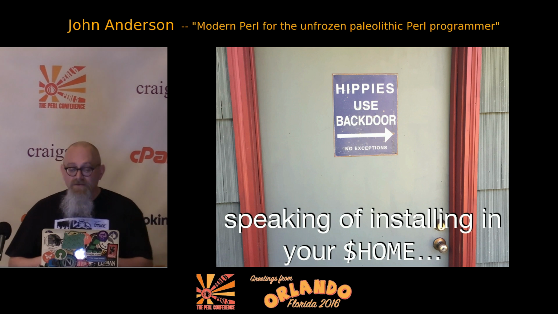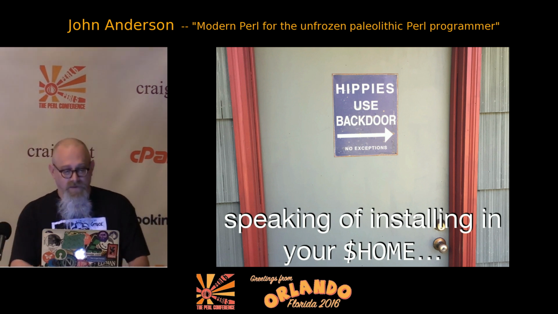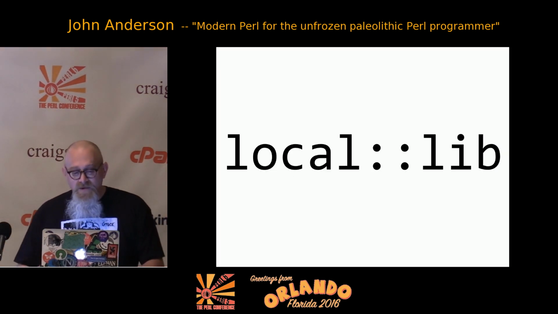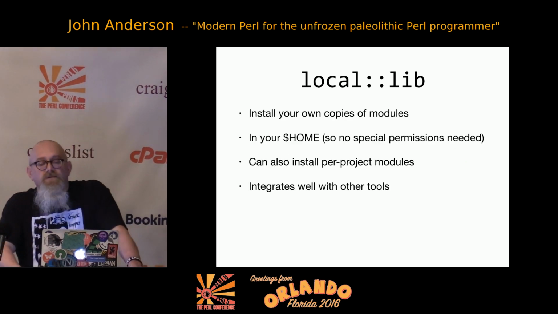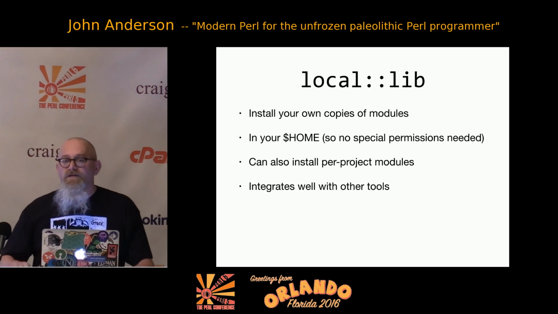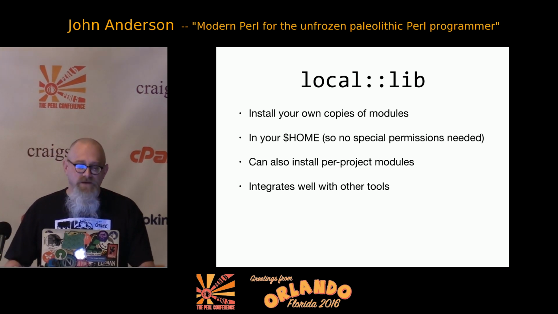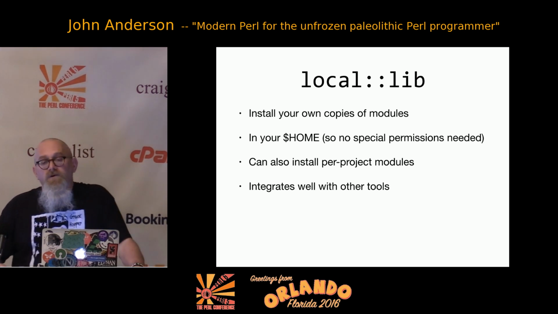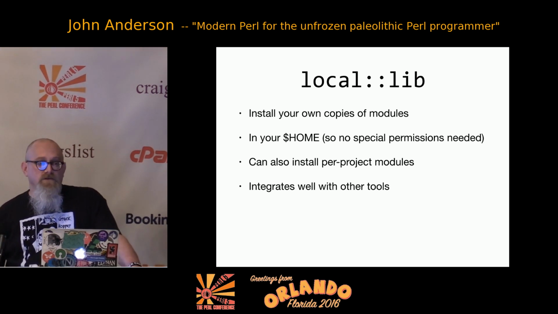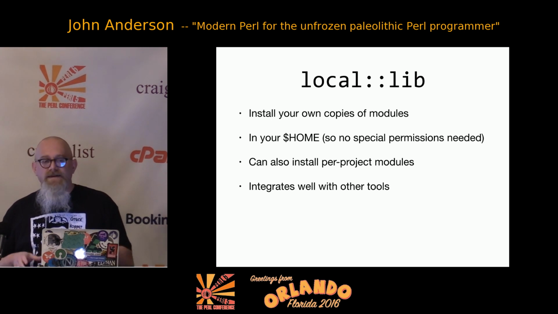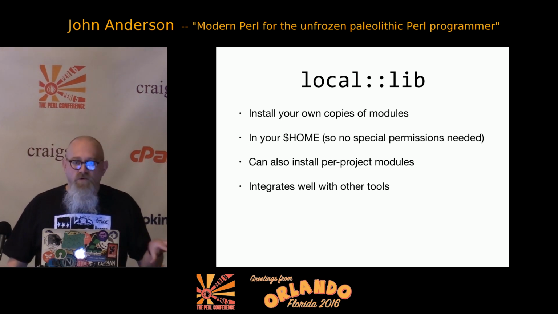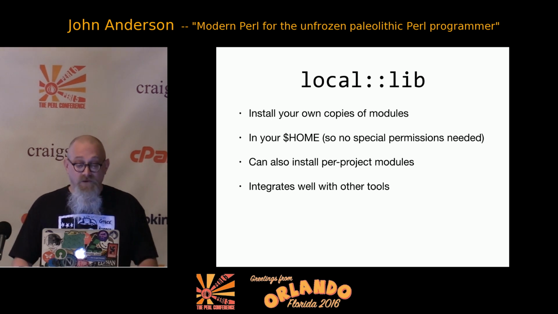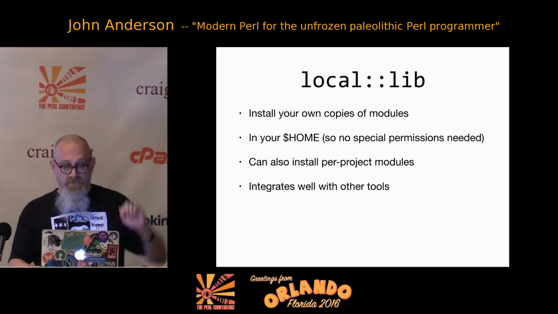All right, so speaking of installing stuff in your home directory, we have this module called local::lib. local::lib lets you install your own copies of modules. So even if you don't want to build your own Perl, you can still build modules without special permissions. You can do this in your home directory. You can do it in a project directory. So if you have a particular project that depends on an old version of a module, you can localize that dependency just to that project. And it integrates well with plenv and Perlbrew and other tools I'm going to talk about later. Who uses local::lib? Yeah, cool.